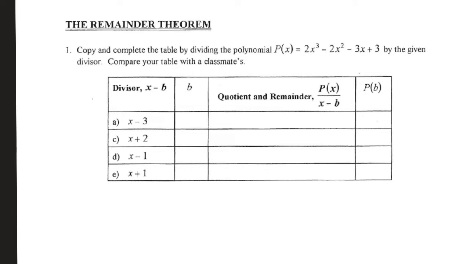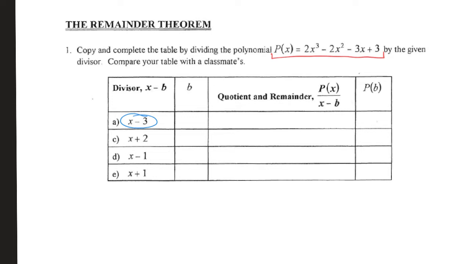Now, I just want to talk a little bit about the structure of the table. What it's telling you is to take this p of x, the original function, and divide it 4 times. So, you're going to take p of x and divide it first by x minus 3.